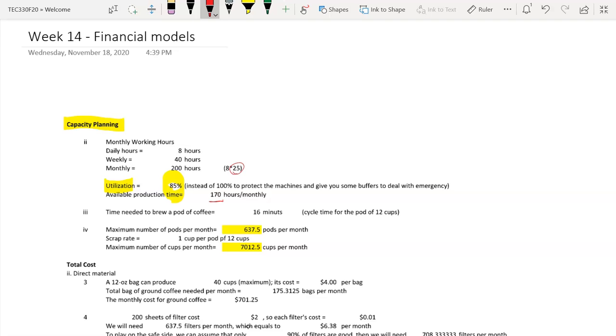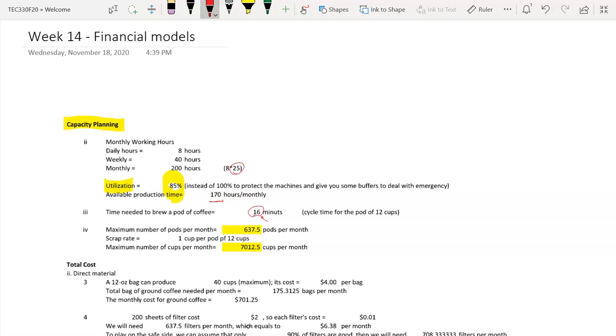Now, the time needed to brew a pot of coffee. This is the coffee maker one. It's a continuation from the beginning of the project. We did an experiment using the coffee maker I purchased for the class, and it's about 16 minutes for a 12-cup pot. So that is the base number we use. That's the cycle time in a sense. But think about this one.